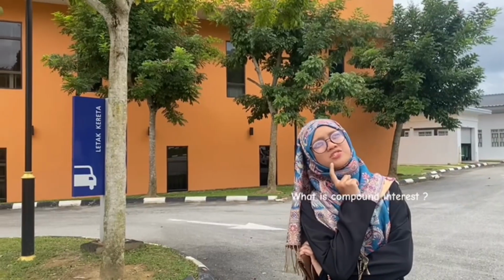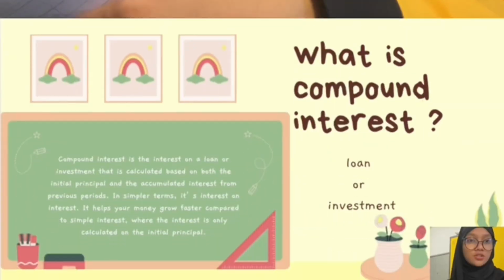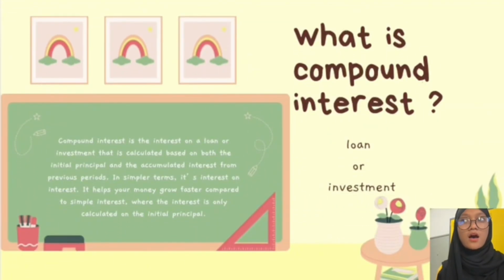What is compound interest? What is equity? Let's discuss together. Compound interest is a loan or investment that is calculated based on both the initial principal and the accumulated interest from the previous period. In simple terms, it is interest on interest, which helps your money grow faster compared to simple interest, where the interest is only calculated on the initial principal.